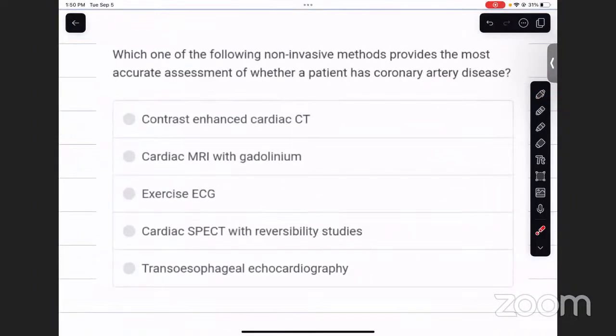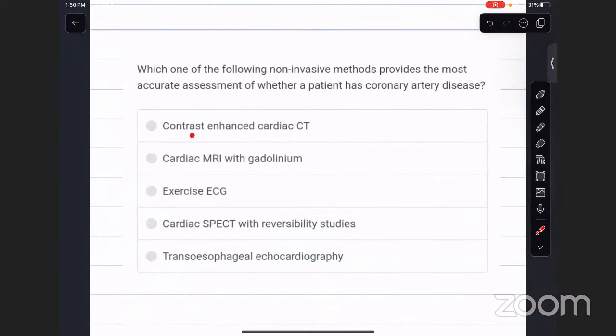Which of the following non-invasive methods provides the most accurate assessment of whether the patient has coronary artery disease? Number one, contrast enhanced cardiac CT. Two, cardiac MRI with gadolinium. Three, exercise ECG. Four, cardiac SPECT with reversibility studies. Five, transesophageal echocardiography. Okay, we need to choose between the different investigations to diagnose stable angina.